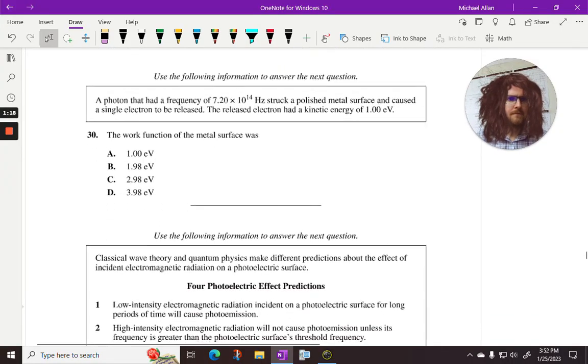A photon has a frequency of blah, struck the porous metal. It has a, what was it released and what's it? Oh, just 1 second. 1, 2, 3, 4.